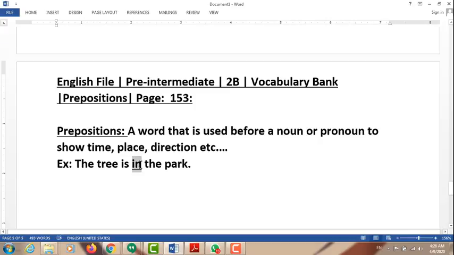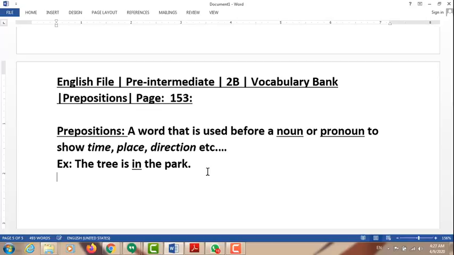And today we are talking only about some prepositions. Listen, what does it say? The definition says, a word that is used before a noun or pronoun. You know noun and pronoun, okay? To show what? To show time, and place, directions, and etc. Okay? So it shows many other things as well. Okay? Next example, let me give you another one.